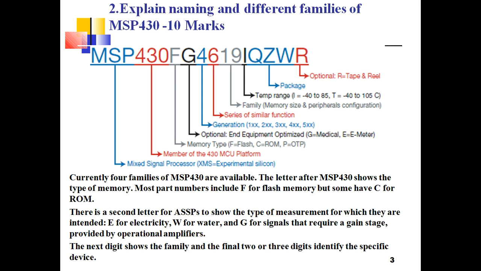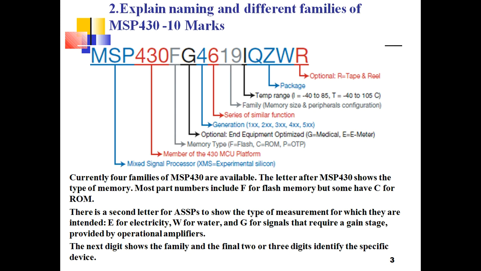Next one, I indicates temperature range, that is how much temperature is sustained by the microcontroller of MS430. So here I indicates it is going to tolerate the temperature range between -40 to 85, and again one more, -40 to 105 degrees Celsius.